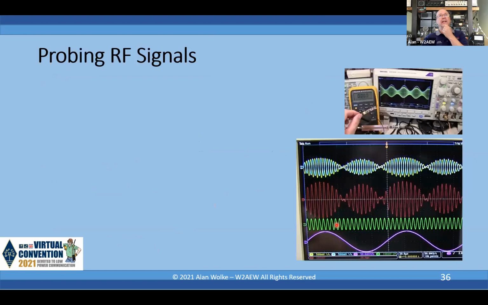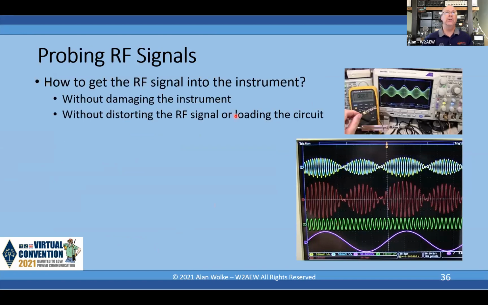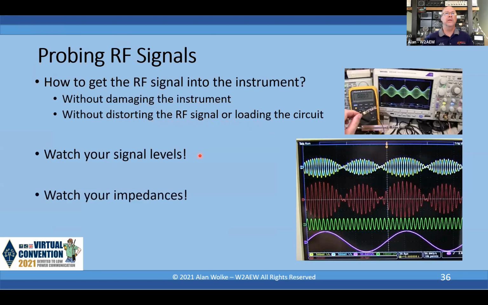So let's talk about how to get signals into your instruments. How do we get them into the instrument without, number one, damaging the instrument, or without distorting the RF signal or loading the circuit? So we want to be careful about watching our signal levels, of course. And we also have to be careful about watching the impedances that we're dealing with in terms of probes and loads and things like that. So let's dig into this a little bit.